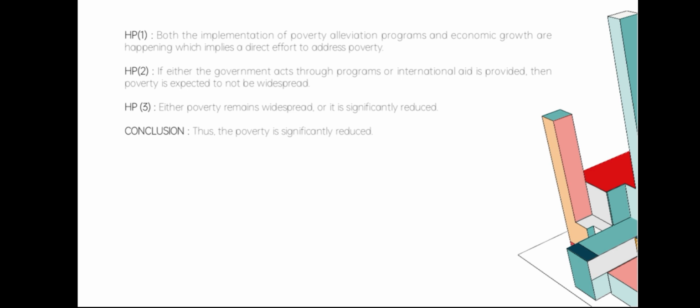Now let's express the hypothesis in symbols. Our given number 1 is P conjunction Q, and then number 2 is P disjunction S implies negation R. And then for number 3, we have R disjunction T. So what we need to prove is T, which is the variable T, which is poverty is significantly reduced.